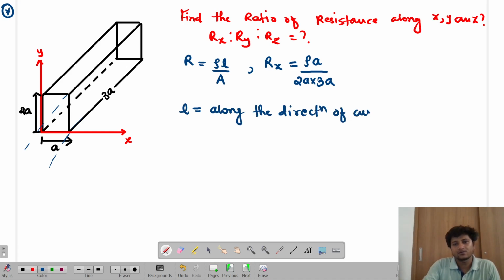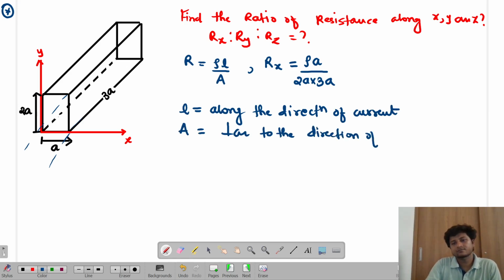So you have to always consider the length along the direction of current, and the area perpendicular to the direction of current. So this is why this a got cancelled and Rx is rho by 6. Is that clear or not?